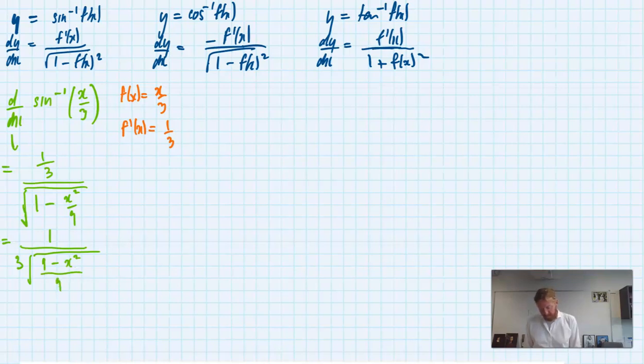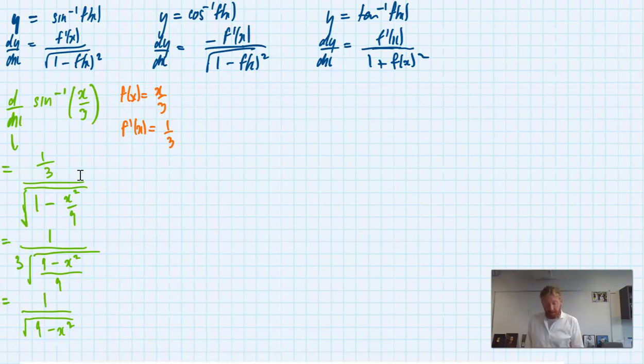Cool? Now, square root of 9 is 3, so that 9 will come out. That'll be a third, and that's going to cancel with that. So all I'm left with is 1 on square root of 9 minus x squared. Now that's really quite nice. If we did it our function way, we've got this, which is a bit yuck.